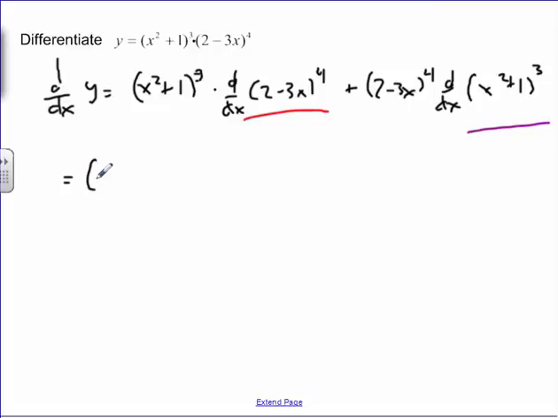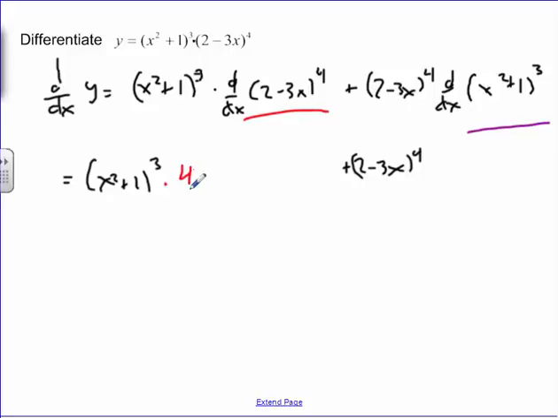This is going to be equal to x squared plus 1 to the 3. That isn't changing. And 2x, oh, not 2x. I'll just get rid of the whole thing and try again. And this 2 minus 3x to the 4, it doesn't need anything extra. But this one in red here is a chain rule, so there is a baby inside.